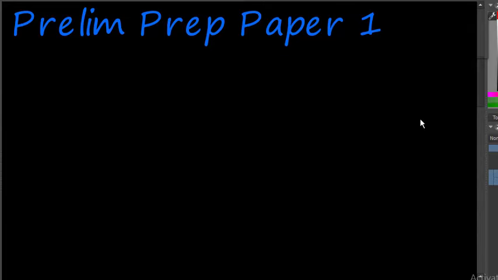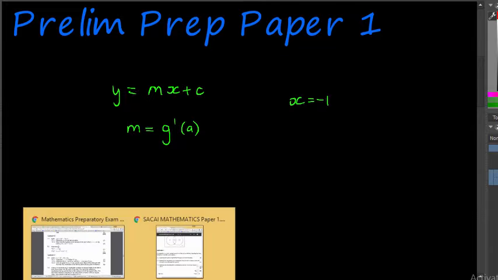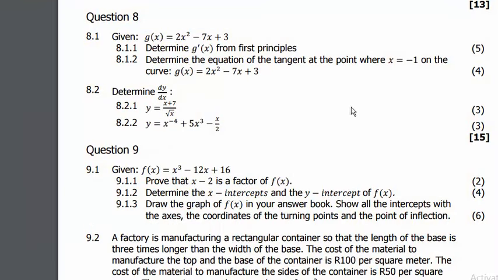mx plus c. If we want any line, whether it's a tangent line or not, the thing we actually want is the gradient. The gradient of a tangent line is just equal to the derivative of the function that it's tangent to, at the point where I want the tangent line to be. So in this case, they said when x is equal to -1.